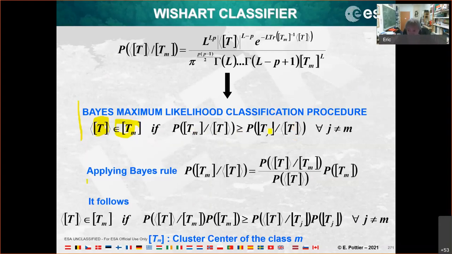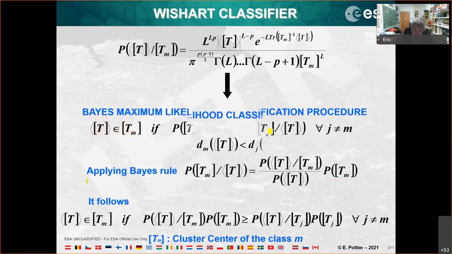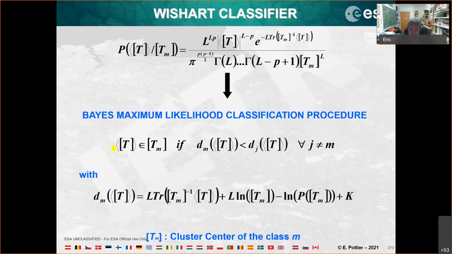Okay. So if we apply this rule, the Bayes rule, it's very easy to derive the distance, because the conclusion will be a distance, which is represented here. So we can transform this formula into a distance. In fact, this pixel will belong to this class if the distance is the minimum distance between this pixel and this class compared to the other classes. And this is what is written here.